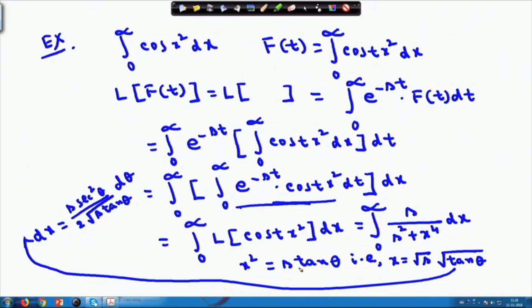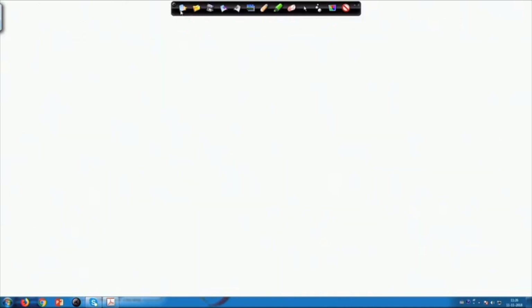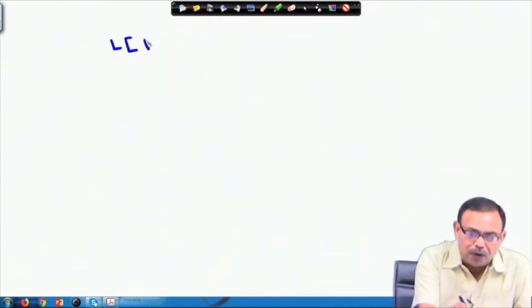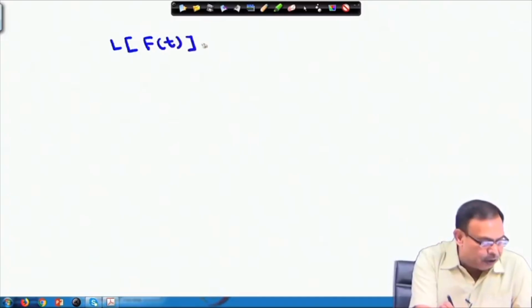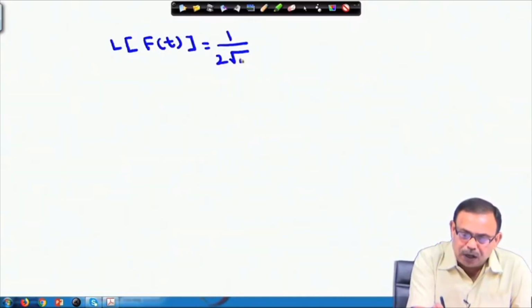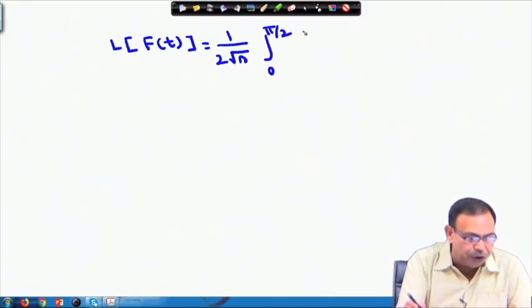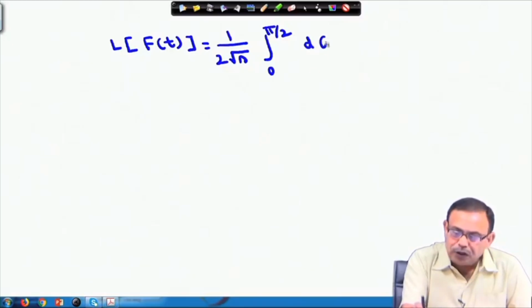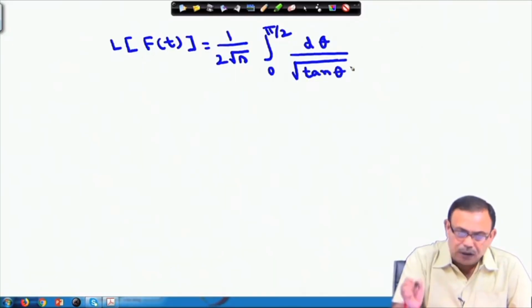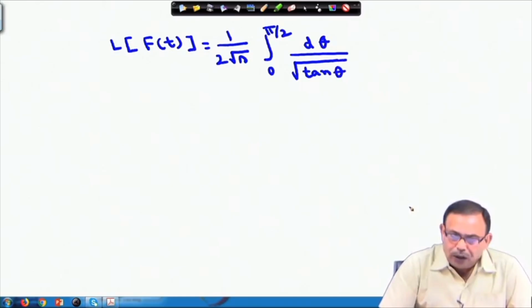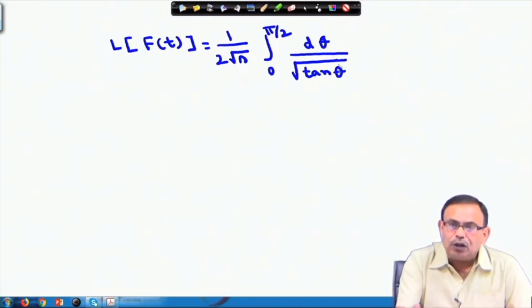Effectively, I am doing this so that I can obtain a much simpler form for which I can obtain the solution. So, using this, your next step is the Laplace transform of f(t). This equals 1 by 2 root s from the earlier one. I can write down, your limit will be changed to 0 to pi by 2, d theta by root over tan theta.